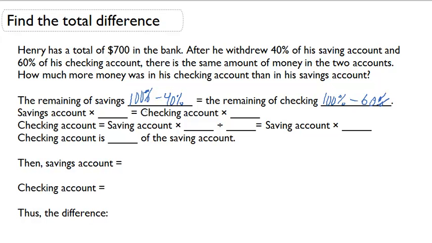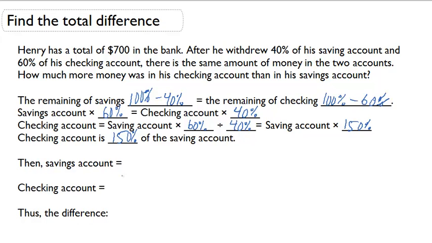Now we can make this comparison. The savings account times 60% has to equal the checking account times 40%. That means that the checking account has to equal the savings account times 60% divided by 40%, or in other words, if I simplify that, the savings account times 150%. Therefore, the checking account is 150% of the savings account.